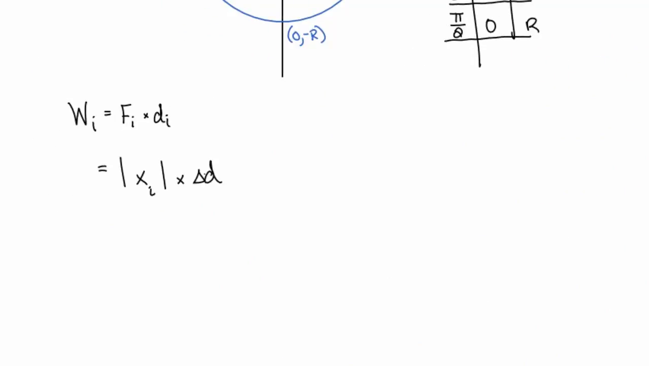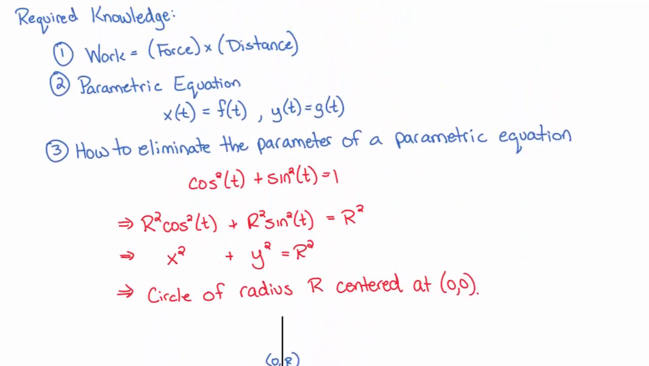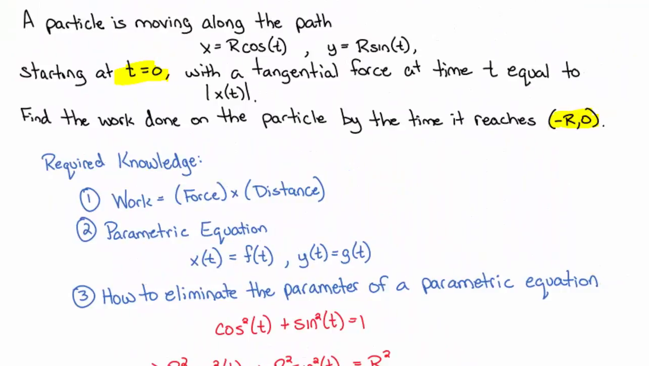So if you take a look at this, again, we were told at the beginning of the problem that the tangential force, that means the force that's happening at time t, is equal to the absolute value of the x coordinate. Okay. Well, let's go ahead and replace that absolute value of x sub i with this guy right here, with r cosine of t. Might as well. That's a freebie. That's something that we're told, so we can take advantage of that.